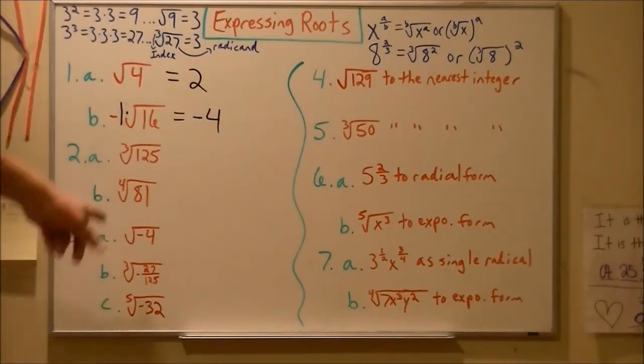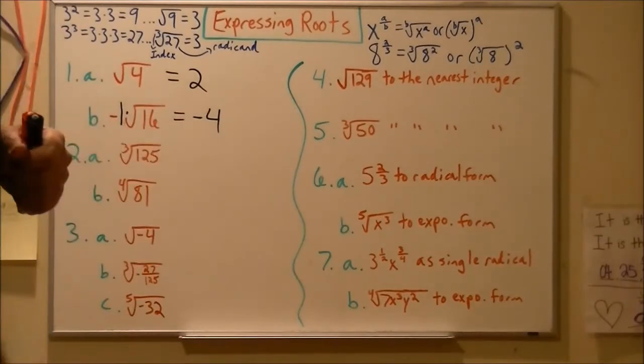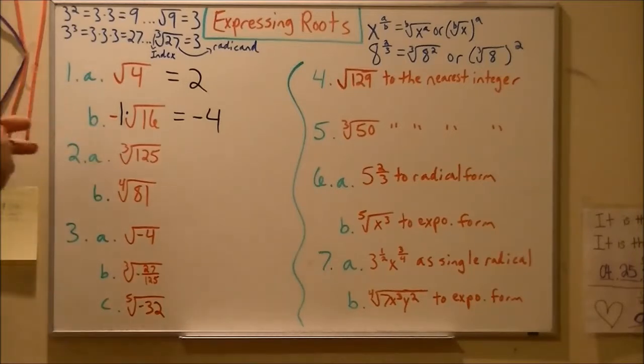On 2a, we're dealing with a cube root. What's the cube root of 125? In other words, what number times itself three times gets me to the number 125?